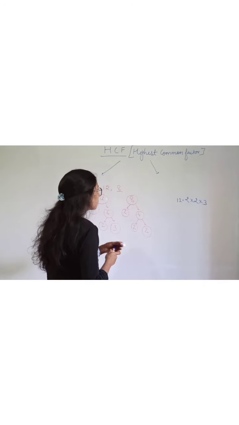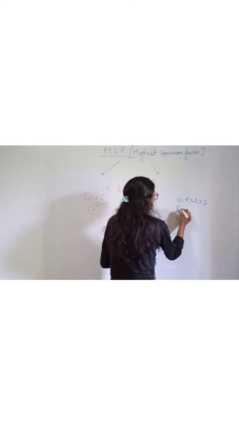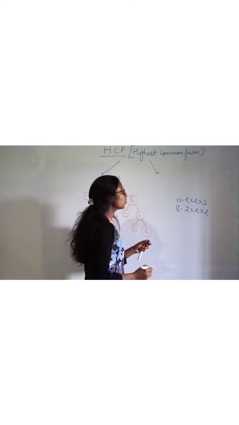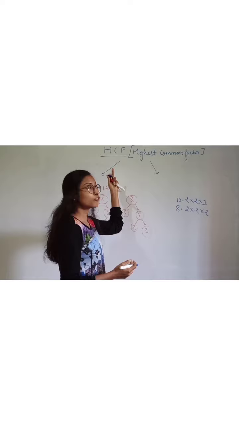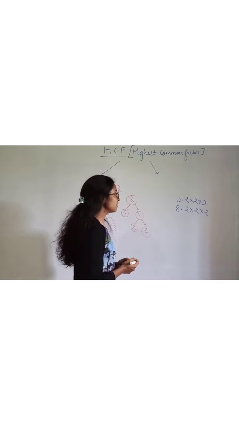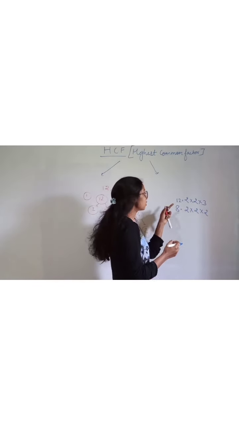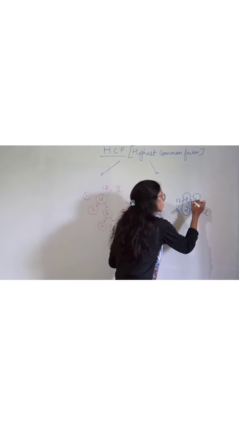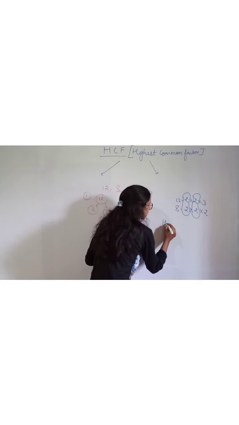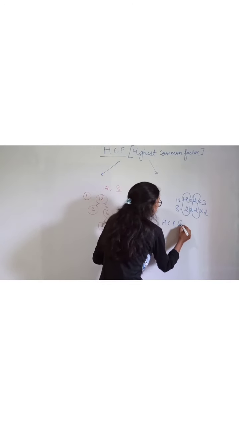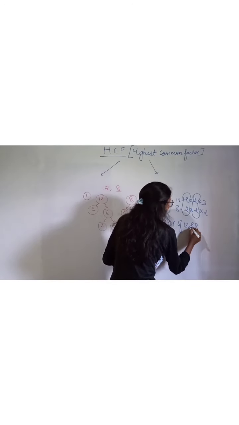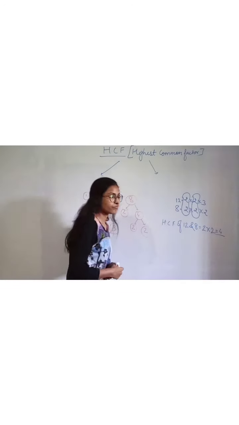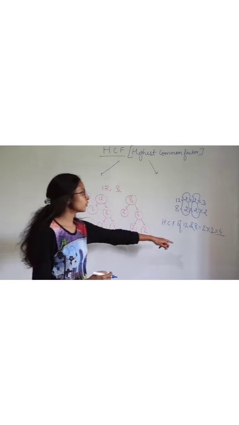So the factors of 8 will be 2 into 2 into 2. Now in order to find the HCF of a number, we will see what the common factors in 12 and 8 are. So here 2 is common, again 2 is common. So how will we write it? We will write HCF of 12 and 8 is 2 into 2, that is 4. So through the prime factorization method we got 4.